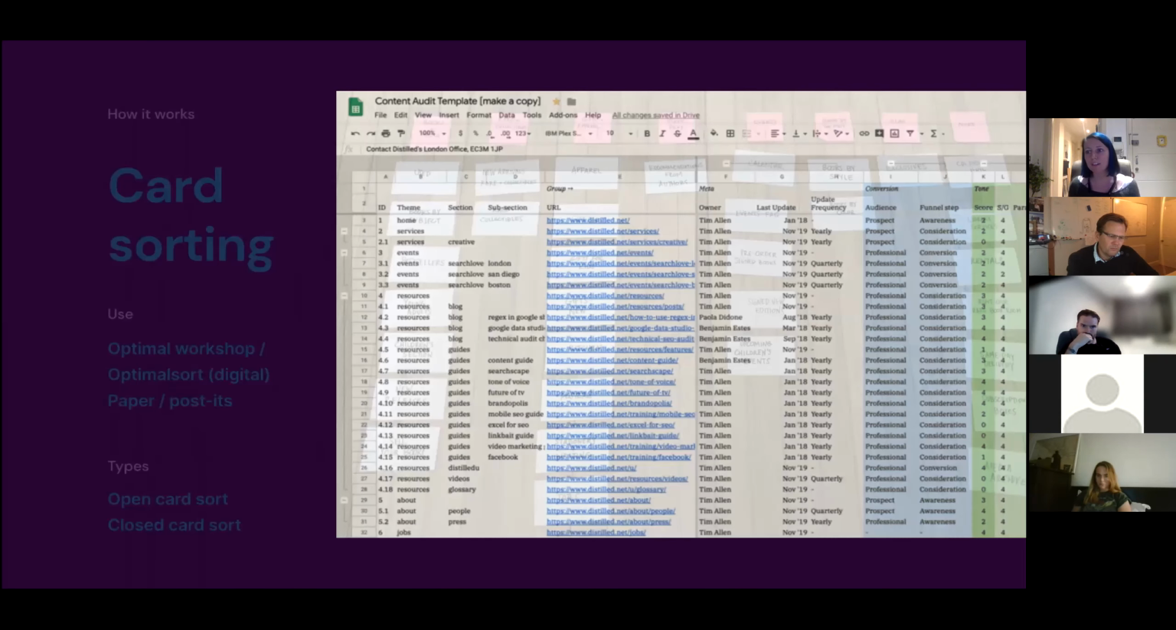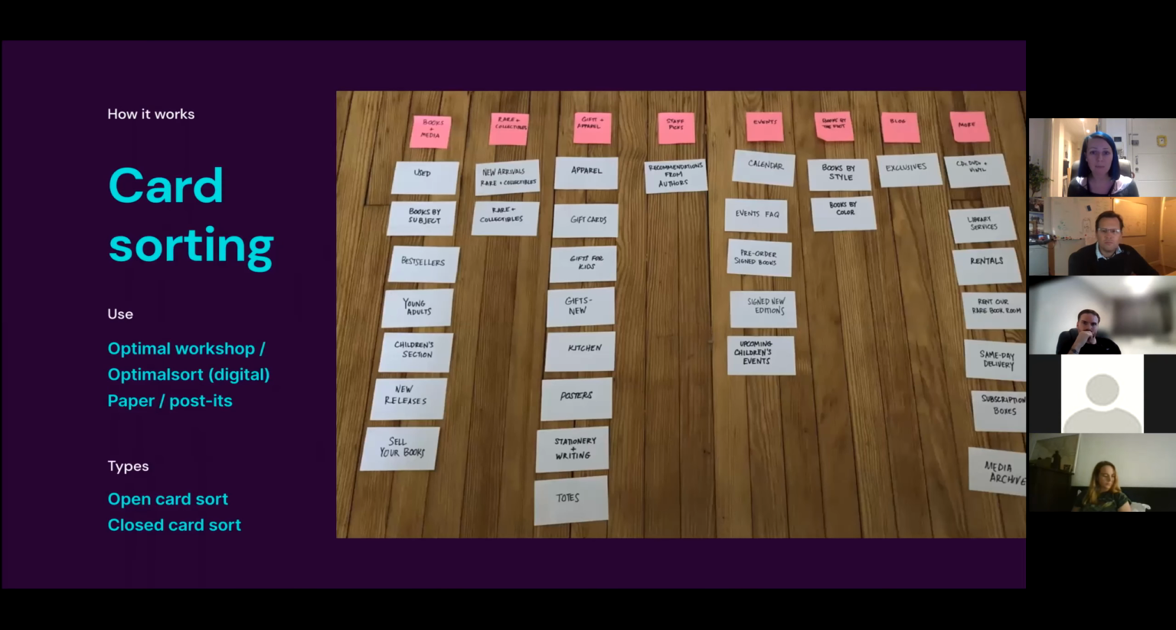Card sorting is very simple. You have the content pages on cards, as you can see here, and you shuffle them up like a deck, and you give them to different users, and you ask them to create groups that are meaningful to them, and then you ask them to name them. So here we can see the top pink stickies are the name of those groups, and that's where you can start to see the language that users use in order to group content, and you can see how they think content might be grouped, the similarities and the differences.